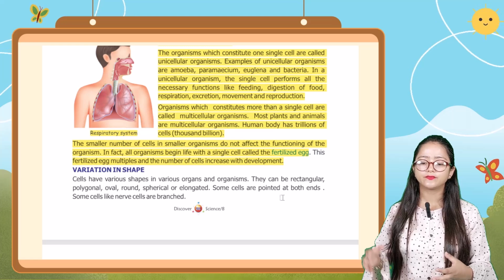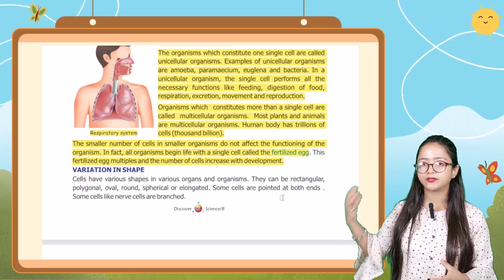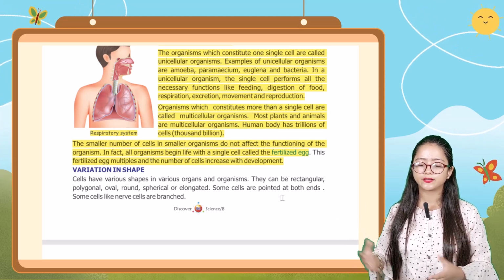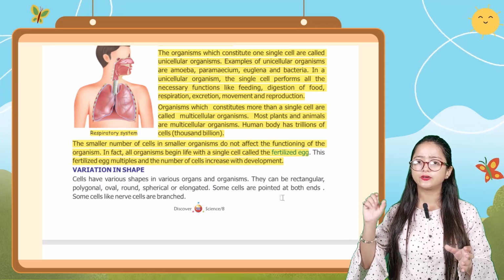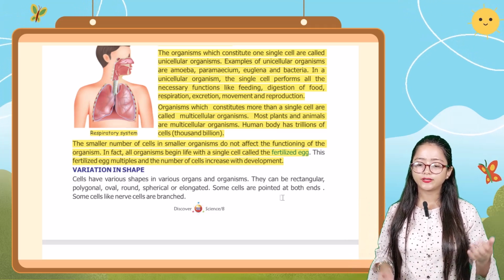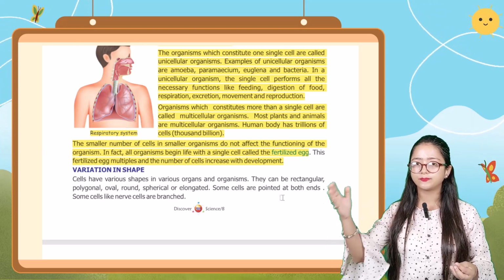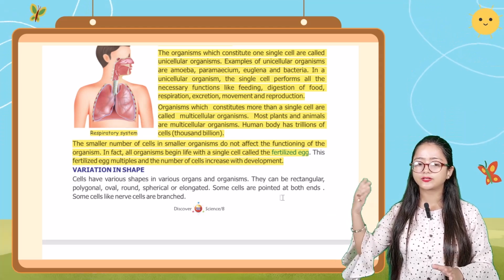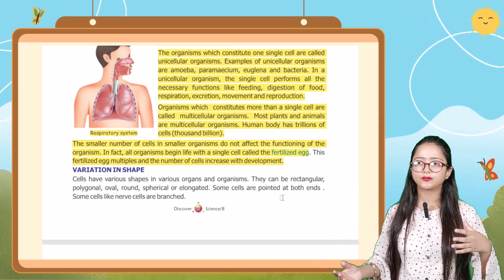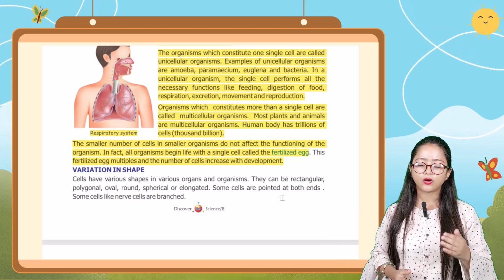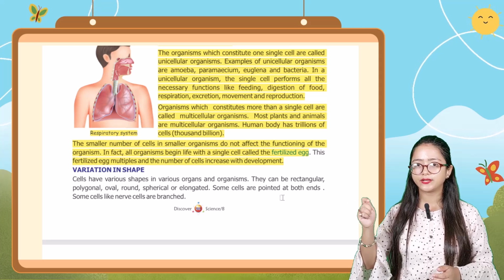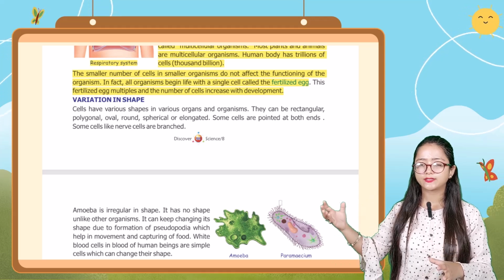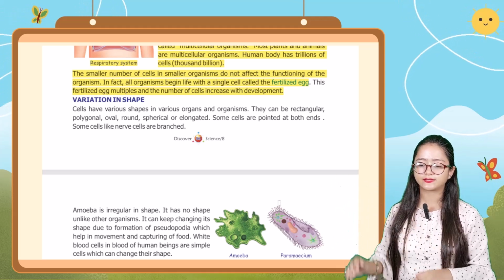Next, the organisms which constitute more than a single cell are known as multicellular organisms, like human beings, and also plants and animals. The human body contains trillions of cells, that is 1,000 billion. The smaller number of cells in a smaller organism does not affect its functioning. In fact, all organisms begin their life with a single cell only, the fertilized egg, and then that fertilized egg multiplies into the number of cells.